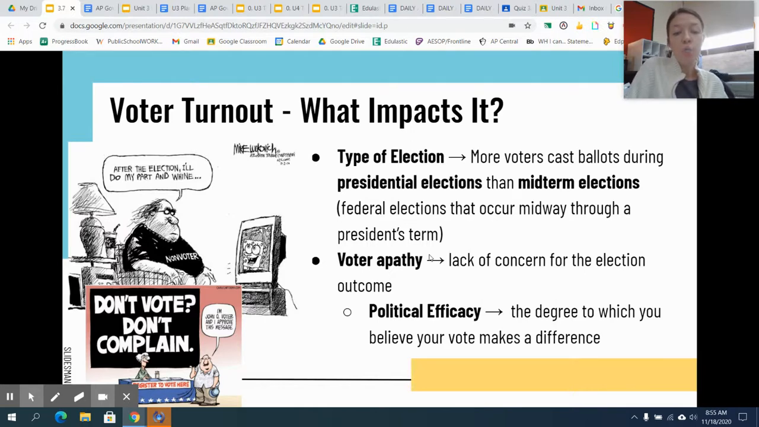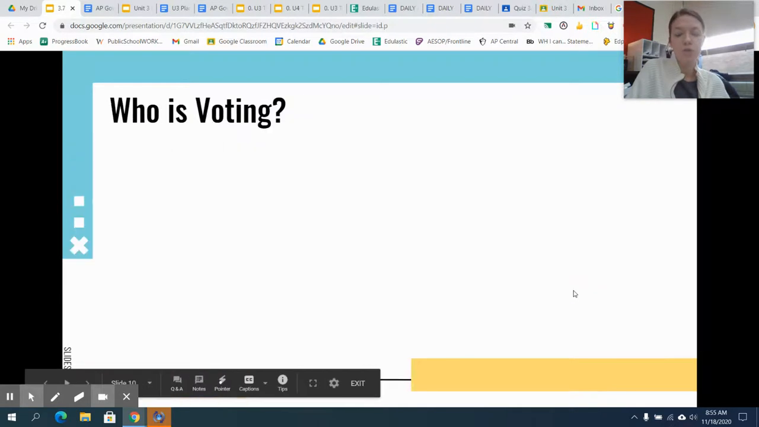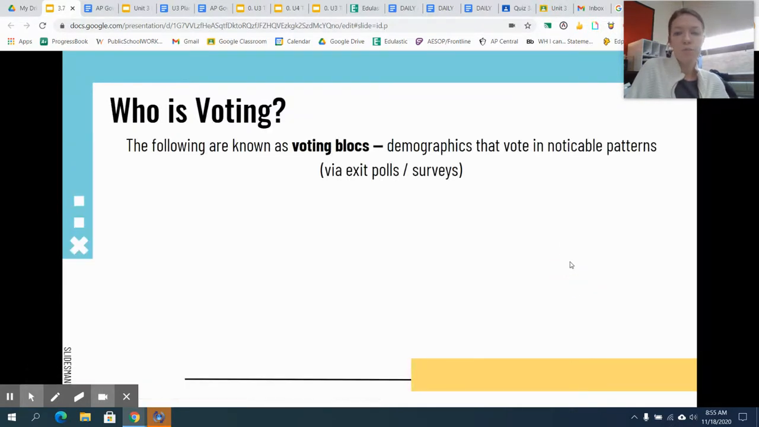So, someone with low political efficacy is going to think, nope, not going to vote. What does it matter anyway? Someone with high political efficacy, on the other hand, is going to say, okay, my vote actually matters. I can contribute something if I vote. Okay, so this is both a structural and also an individual characteristic that impacts voter turnout. So let's take a look at who is voting in terms of voter turnout.